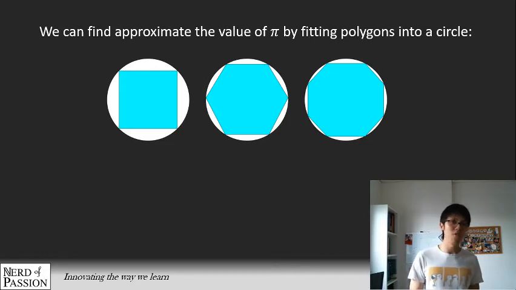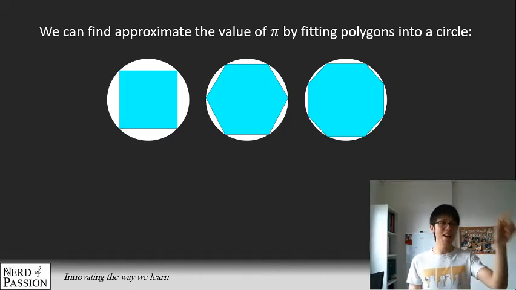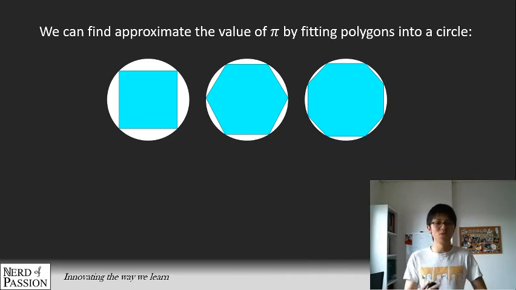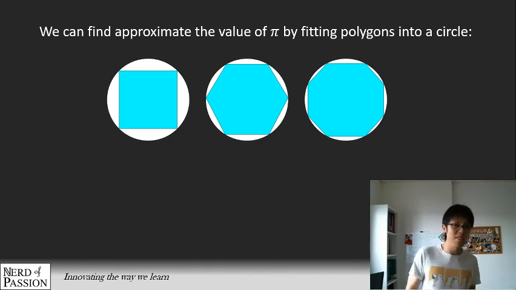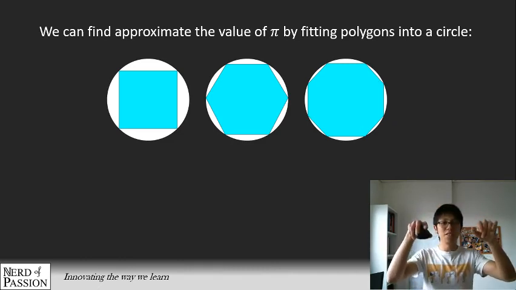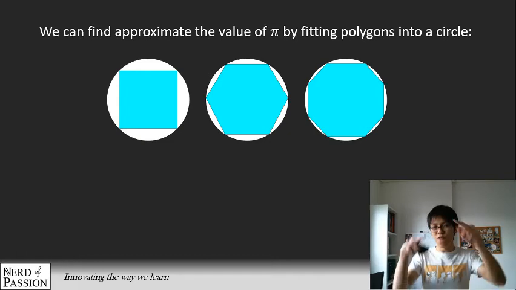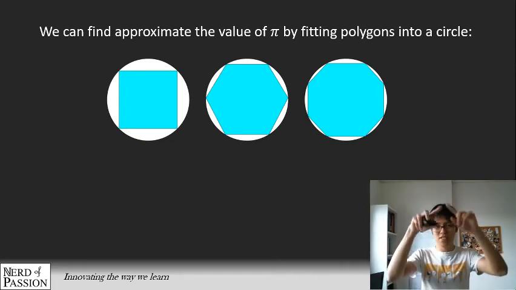If you look at the left, fitting a square into a circle is nothing too impressive, because you can see the perimeter of the square doesn't really reflect the circumference. But if you try a hexagon, you can see the perimeter of the hexagon much more closely resembles the circumference of the circle. In other words, the perimeter much more closely resembles the value of pi. And if you use an octagon, the approximation gets even better. You can see the perimeter of the octagon very closely resembles the circumference.